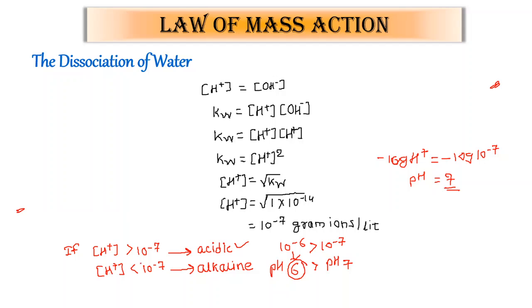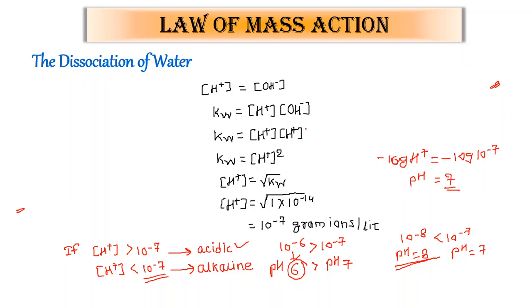Similarly, if I say H ion concentration is less than 10 to the power minus 7, if I take that value as 10 to the power minus 8, which is less than 10 to the power minus 7, so here pH will come equals to 7 and here pH will come equals to 8. So pH 8 indicate that solution is alkaline in nature. So in this way, law of mass action can be applied for the dissociation of the water, and then we can establish a relation of pH and pOH, and at the same time we can conclude one more thing.